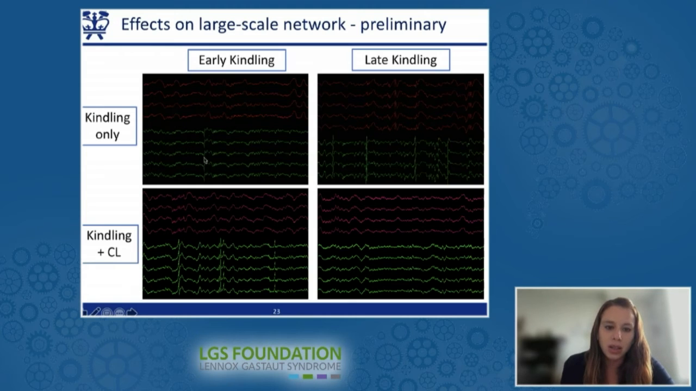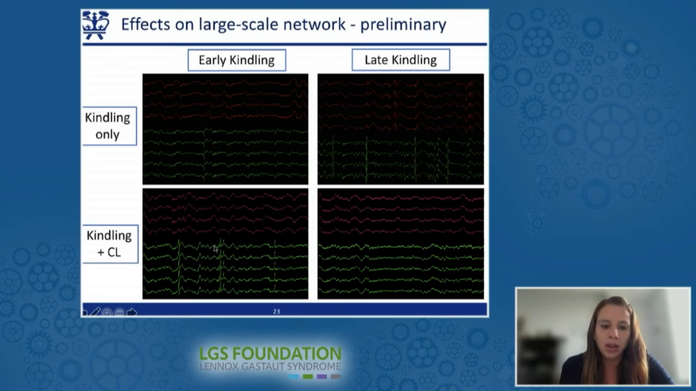You can see that there's some IEDs in the green channel, which is the hippocampus, but the cortex looks relatively preserved in terms of its signal, no pathologic activity. But late in the Kindling, you can see that there are multiple IEDs in the hippocampus. There are also independent IEDs in the cortex, and the network looks quite pathologic on this larger scale. So now this down here at the bottom, this is a rat that's had Kindling, exactly the same Kindling as this rat, but it's also had closed loop therapy every day in addition to its Kindling procedure.